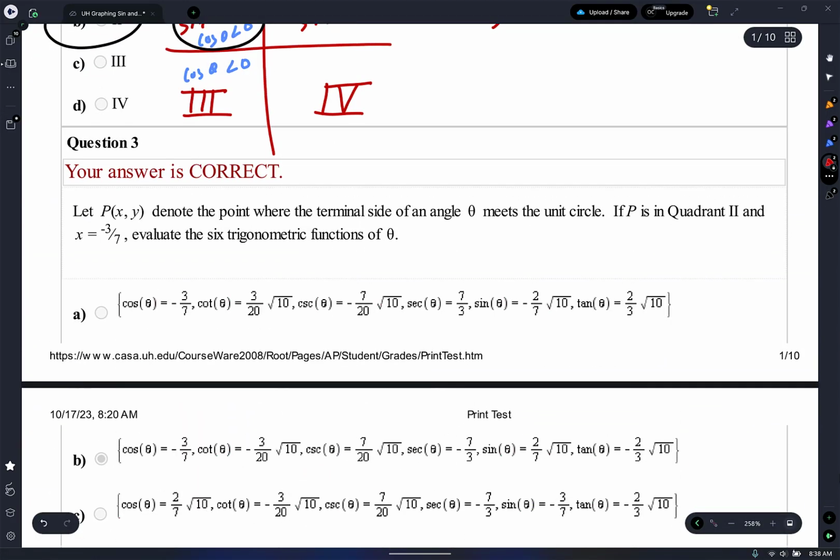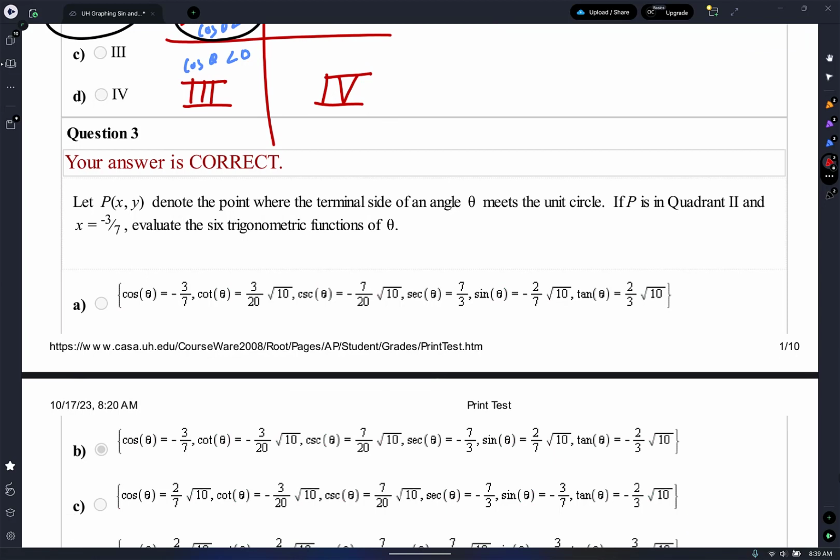So here we go. It says, let P equals (x, y) denote the point where the terminal side of an angle theta meets the unit circle. If P is in quadrant 2 and x is negative 3/7, evaluate the 6 trigonometric functions.